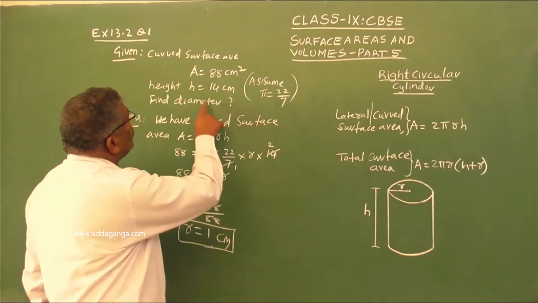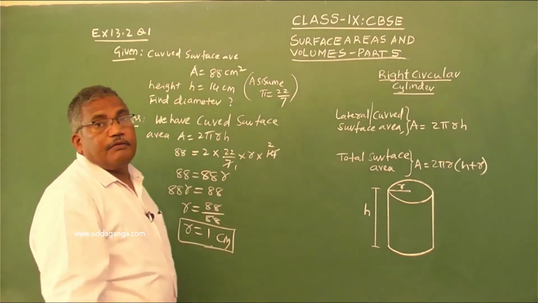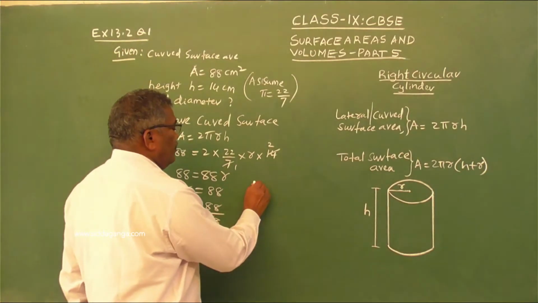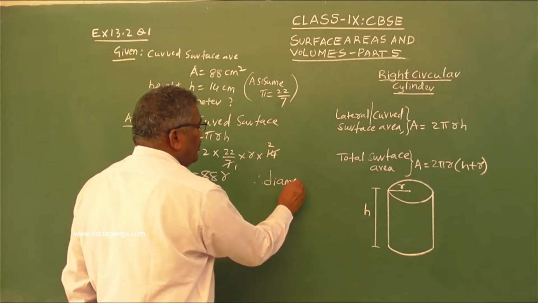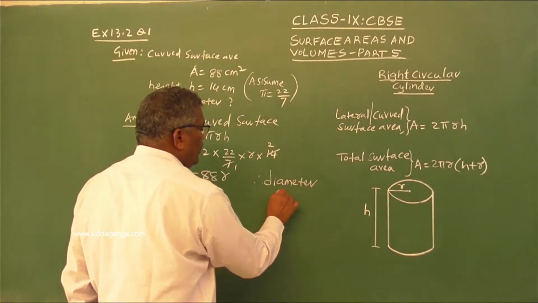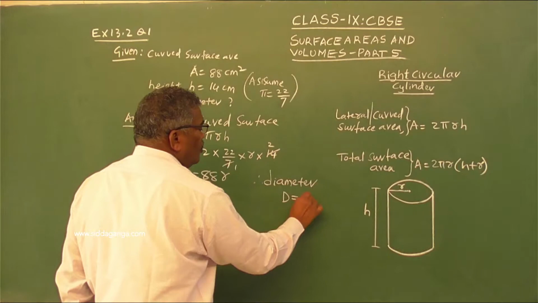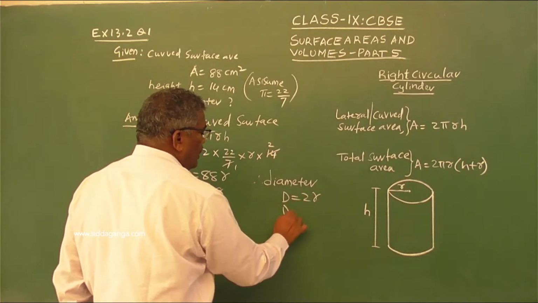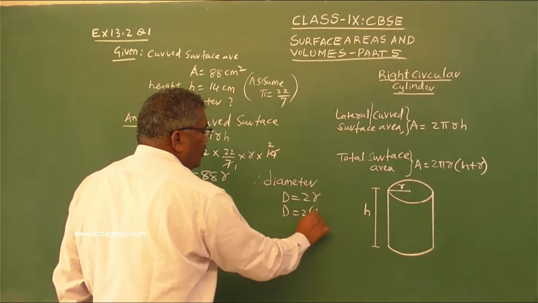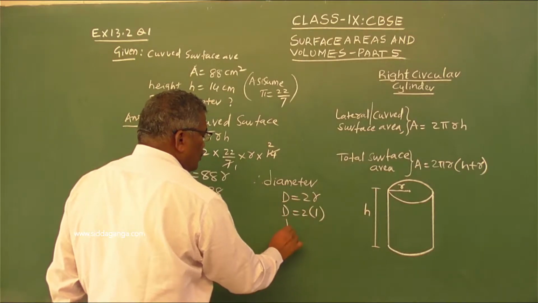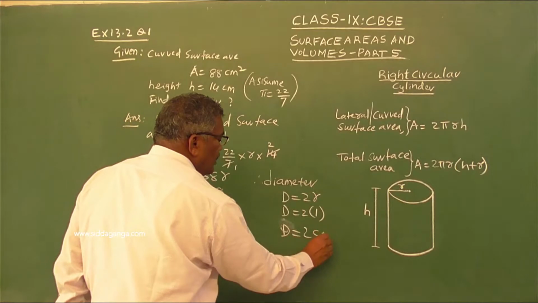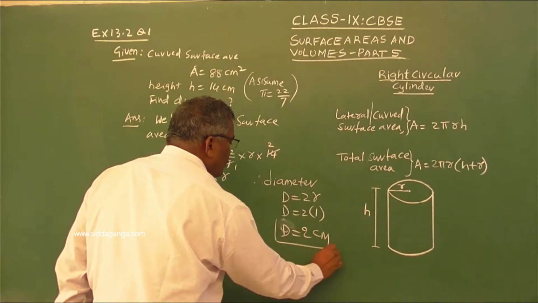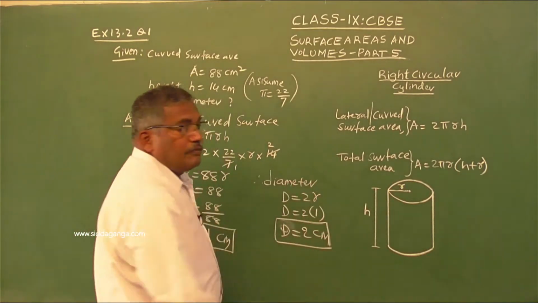But in the question it is asked for the diameter. So therefore diameter d is equal to 2r. So d equals 2 into r, which is 1 centimeter. So therefore diameter equals 2 centimeter. So this is your answer.